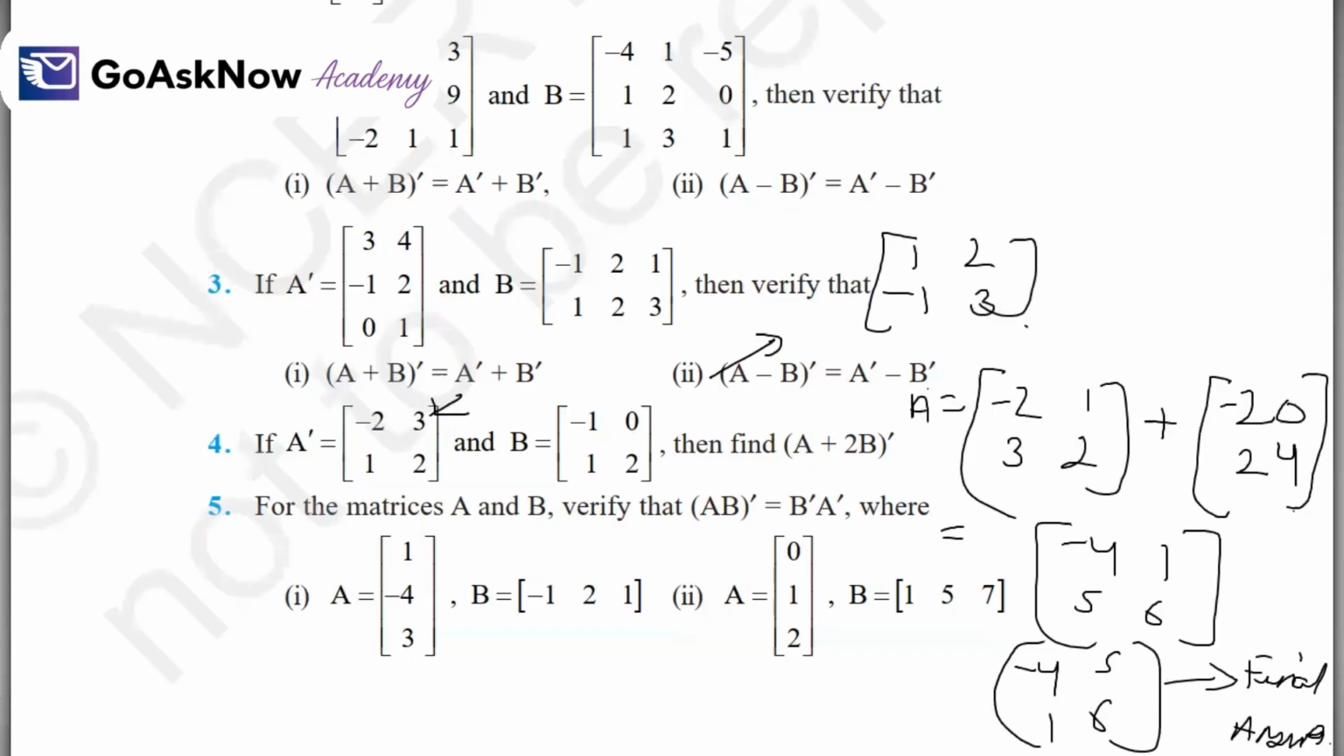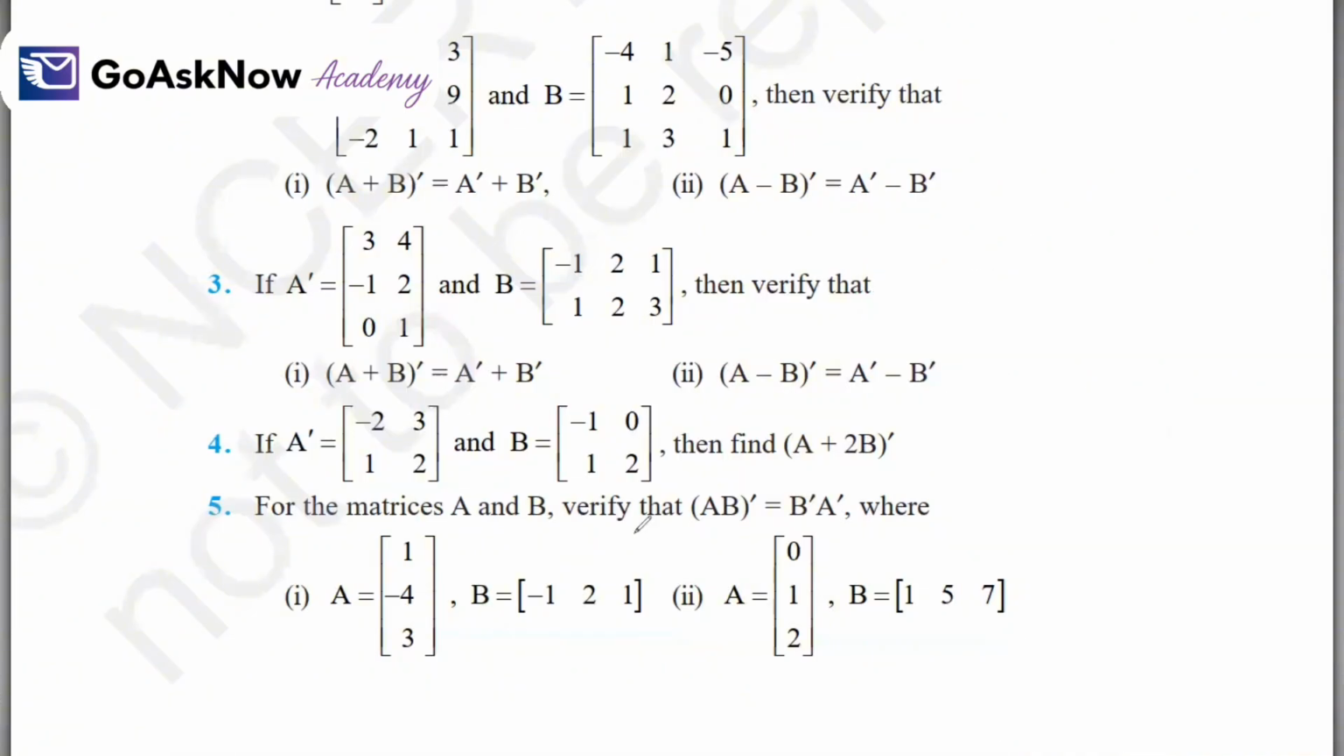This is a very simple question. So I hope that you can do these types of questions, because there is nothing much to do there, you just have to take the transpose here. For the matrices A and B, verify that (AB)' is equal to B'A', where A is this, B is this, and AB is this. This type of question we have also done in the example part, so you can go to that lecture and see it. If you have any doubt in this, you can comment in the chat box.